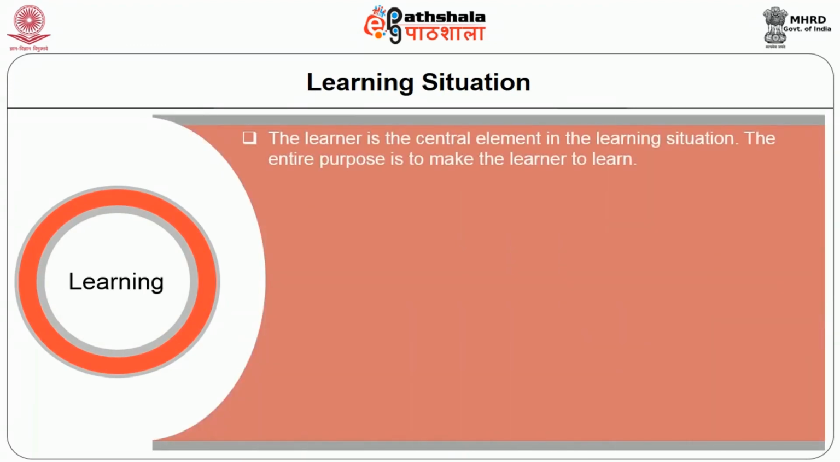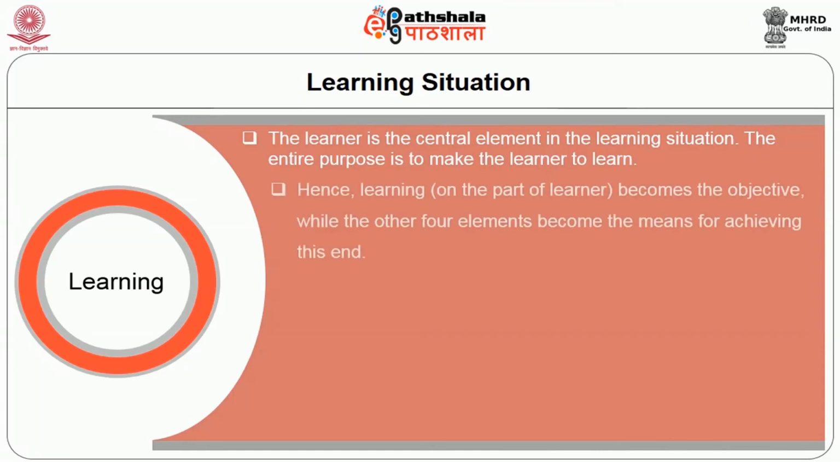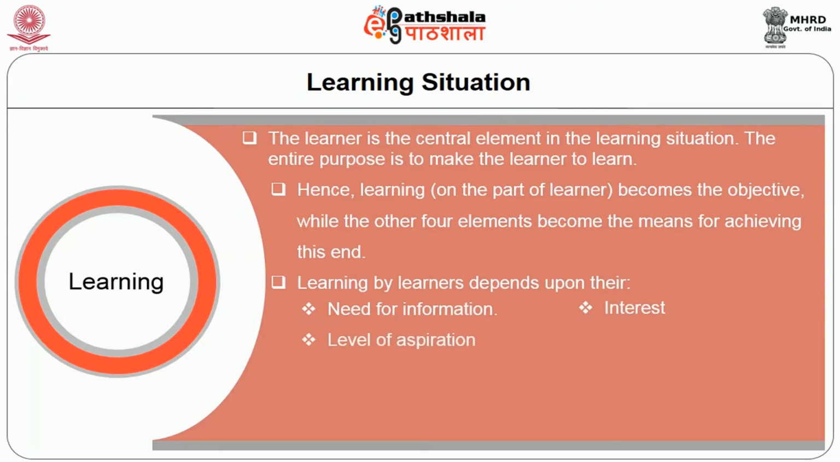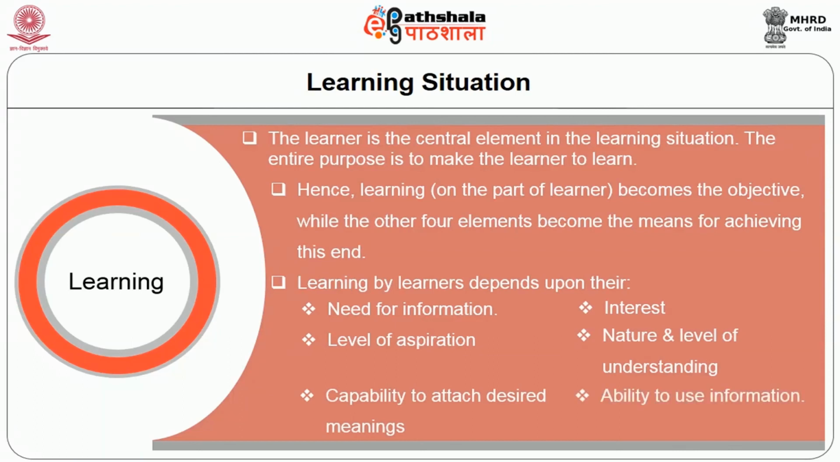The learner occupies a central element in the learning situation. The entire purpose is to make the learner learn. Hence, learning becomes the objective, while the other 4 elements become the means for achieving this end. Learning by the learner depends upon the need for information, interest, level of aspiration, nature and level of understanding, capability to attach desired meanings, and the ability to use the information.